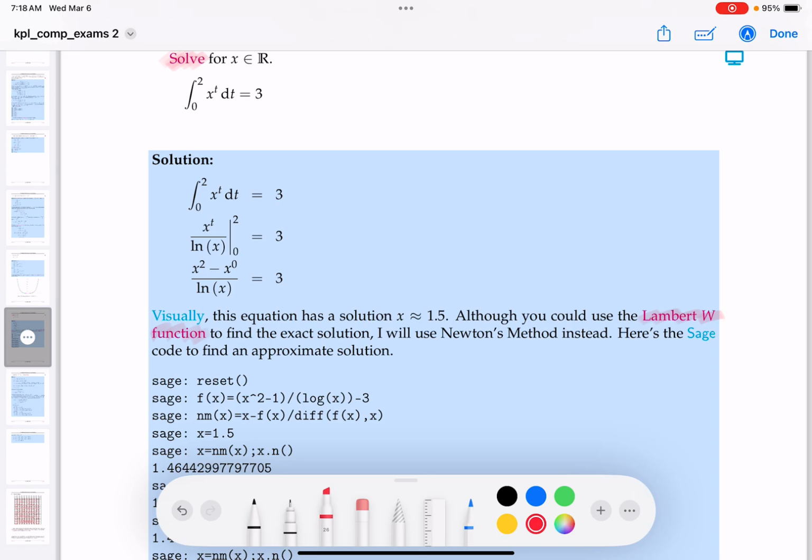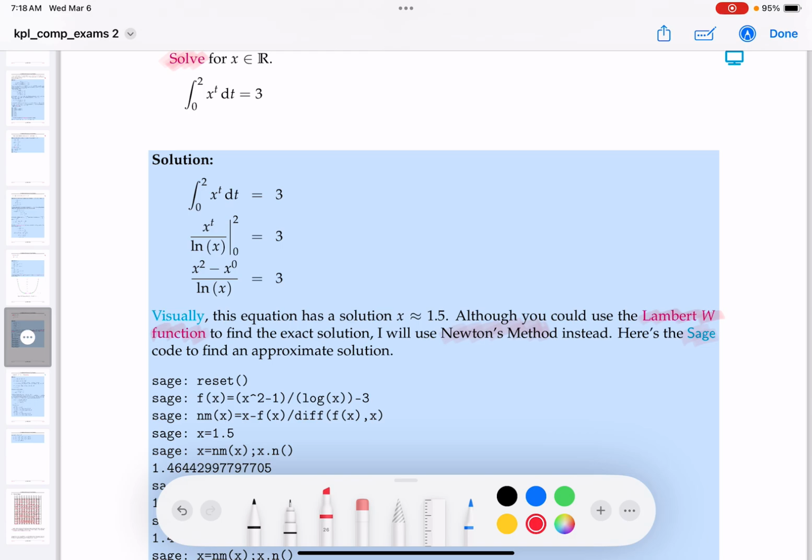However, at the school I teach at, we don't really teach that, all right? However, we do teach Newton's method, so I'll be going through Newton's method and talking about how to do that using Sage. But what I want to do is go through the integration at the whiteboard.